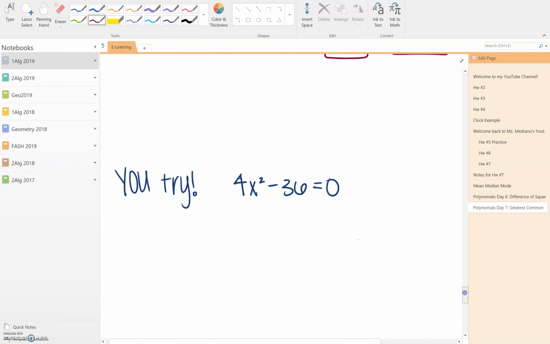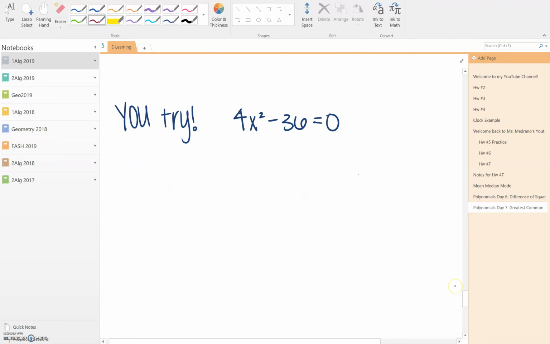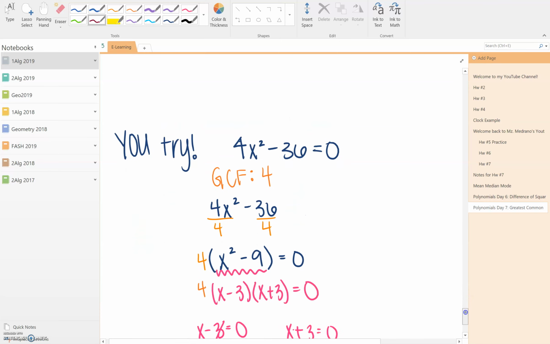All right, guys, it's your turn. Follow the same steps. So find the greatest common factor, factor it out, factor again if you need to, and solve for x. Hit pause, and when you come back, we'll go over the solutions. Alrighty, guys, so hopefully you had time to go over that. So here are the solutions.